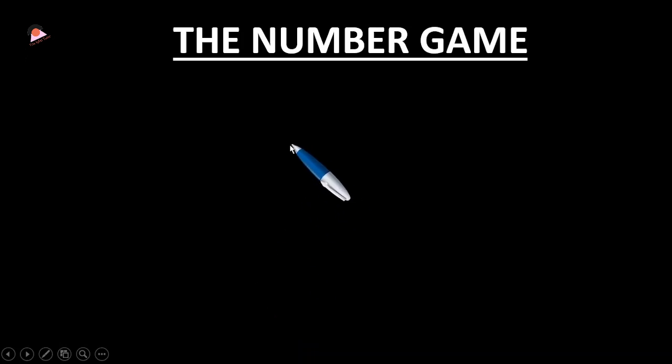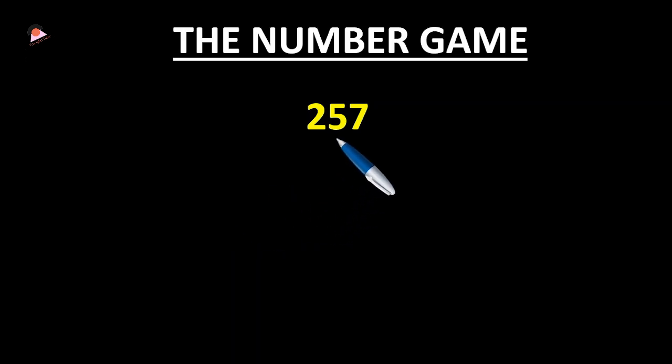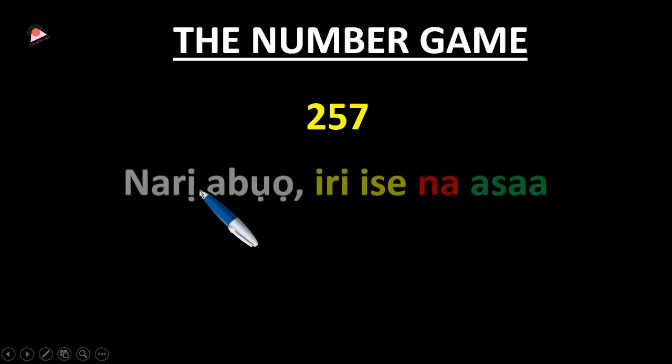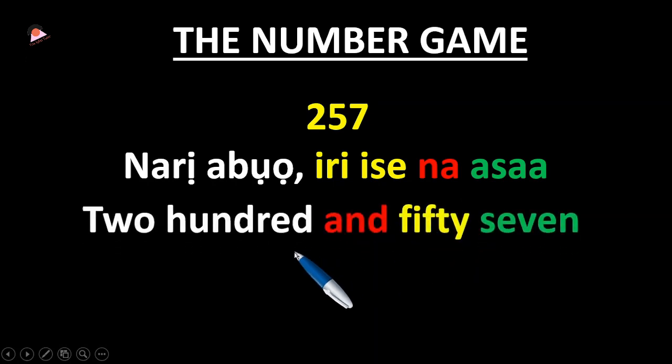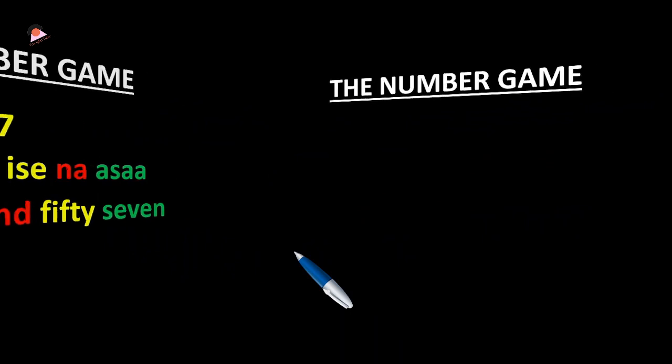Well, let's play number games to practice what we have learned so far and see how much we understand it. Can you guess this number in Igbo language? 257. 200. 100 is nari. 2 is abua. So what is 200? Nare abua. 50, what is it? Iri in 5 places, iri ise. 7 is asa. So that is nare abua, iri ise na asa. Nare abua, iri ise na asa. That is the number we have before us, 257.